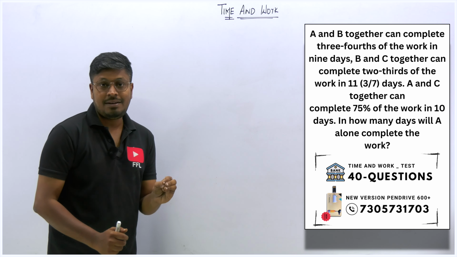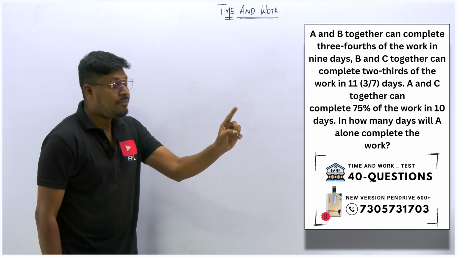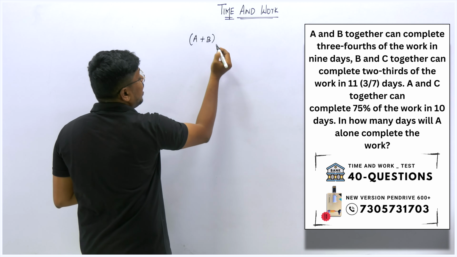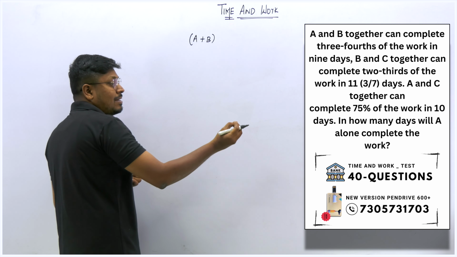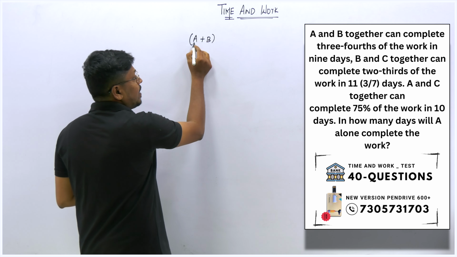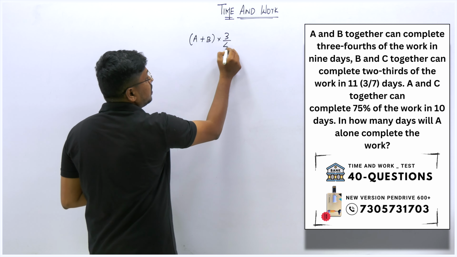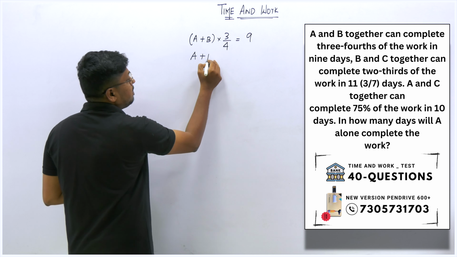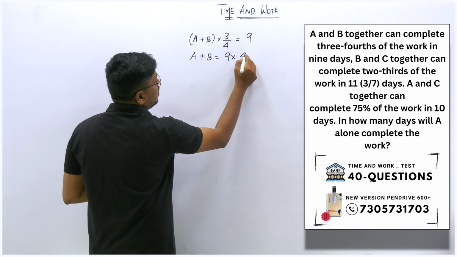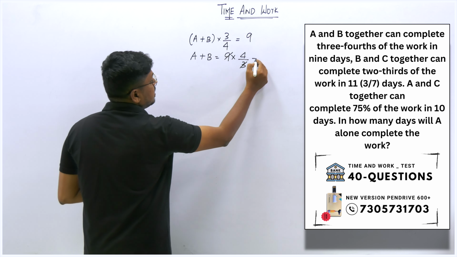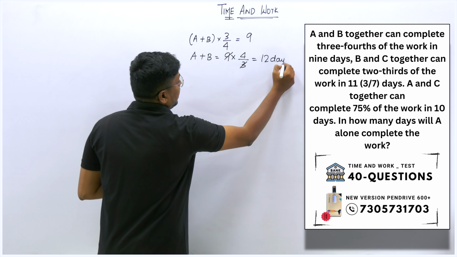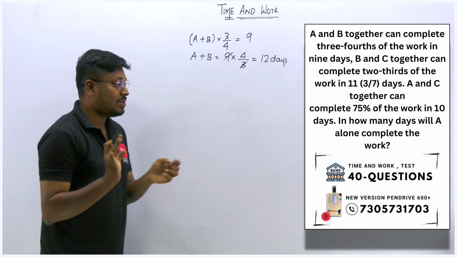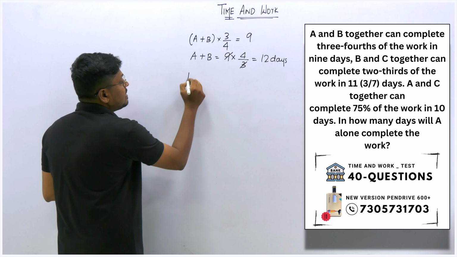A and B together can complete 3/4 of the work in 9 days. So A and B complete 3/4 of the work in 9 days. This can be written as A plus B equals 9 into 4/3. Once you cancel this, the result will be 12 days. So A and B together can complete the work in 12 days.